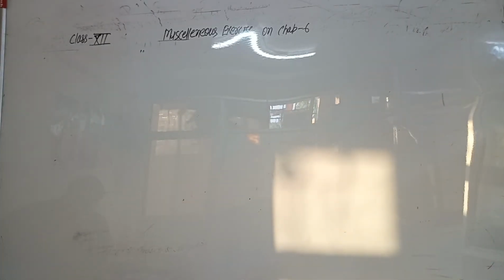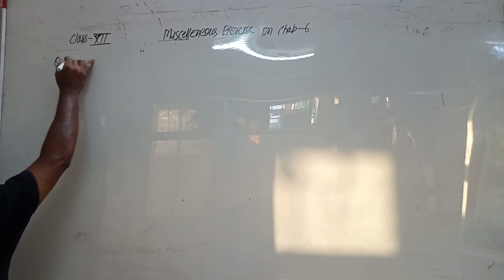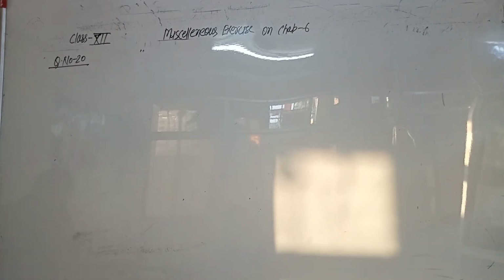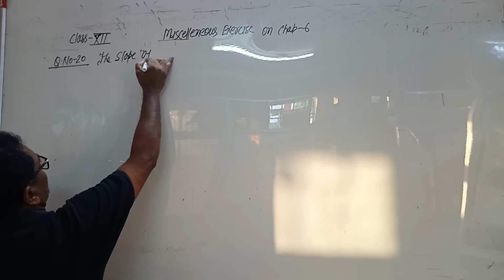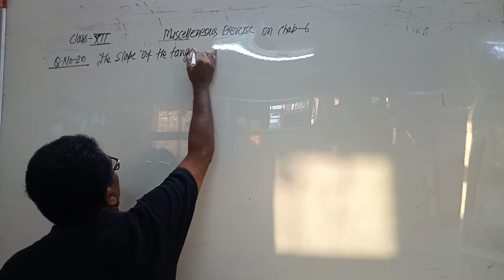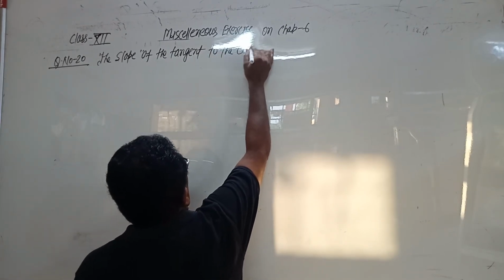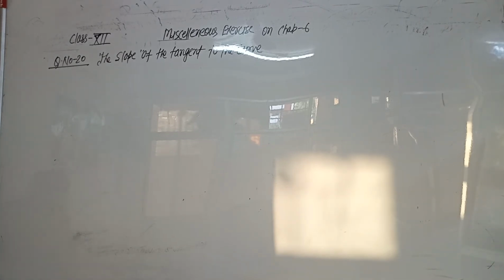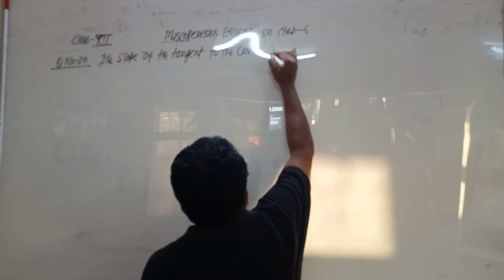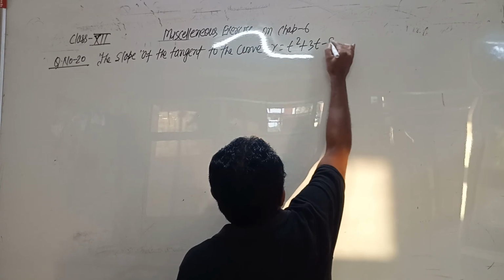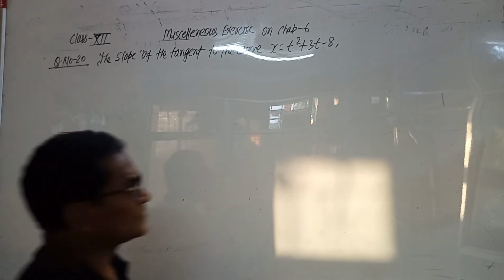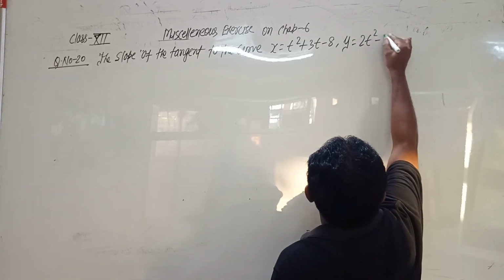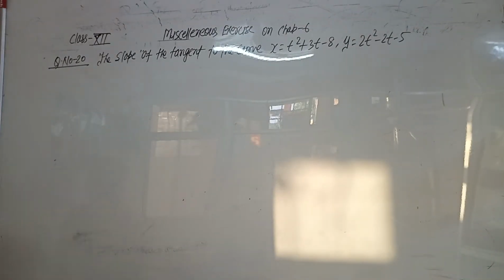Now we discuss question number 20. The slope of the tangent to the curve x equals t square plus 3t minus 8, y equals 2t square minus 2t minus 5, at the point 2 comma minus 1.